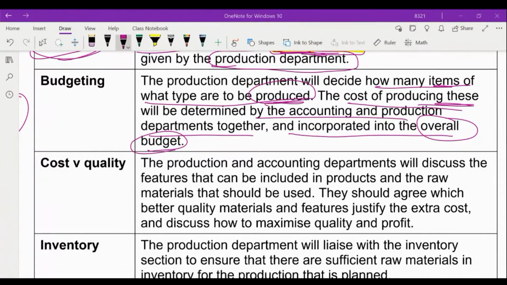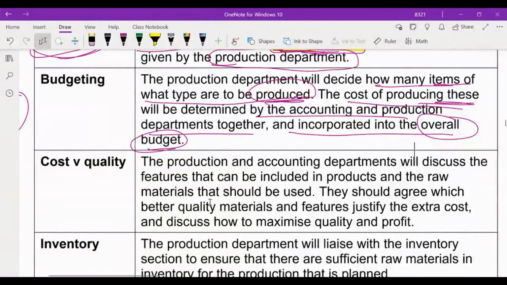So next is cost versus quality. Cost versus quality means, shall we try to reduce our cost or shall we try to improve our quality? This type of decision making has to be done in consultation with the accounts department.